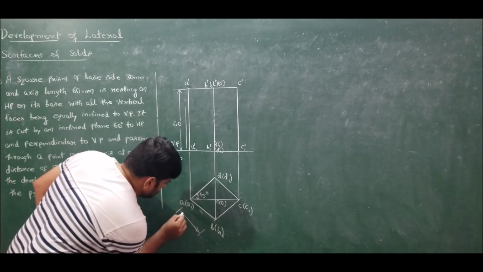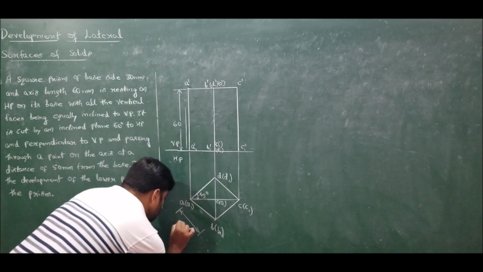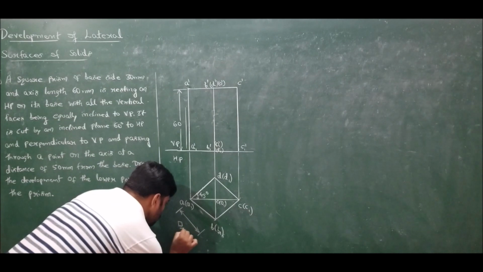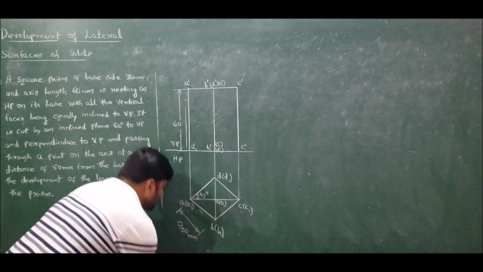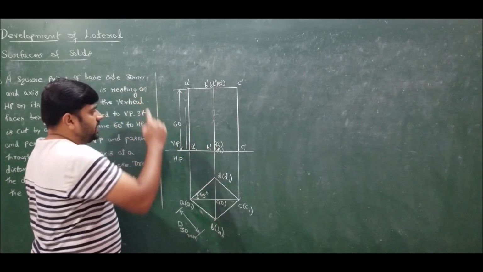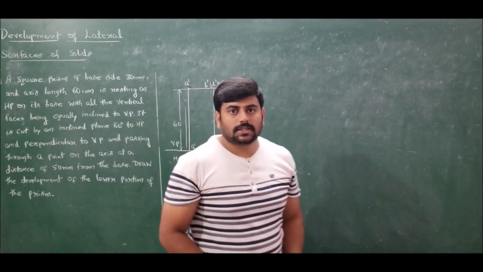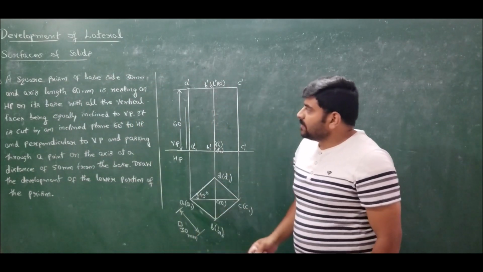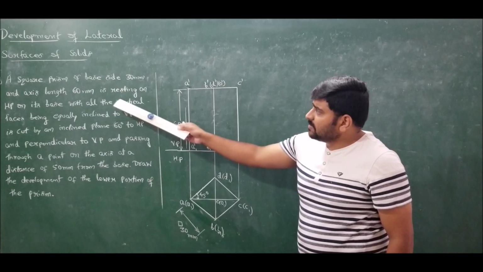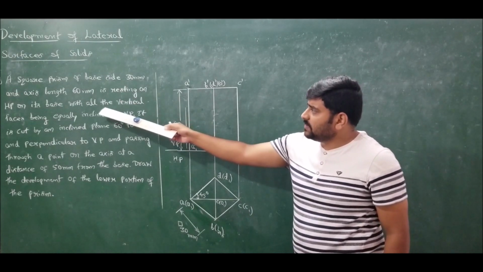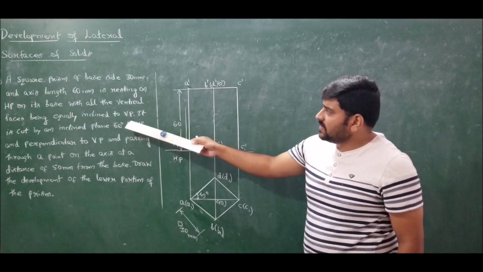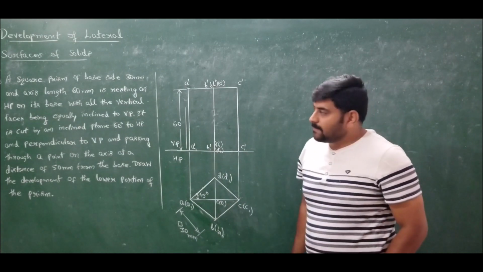So this is a square, a square of 30 millimeters. Vertical height, axis height, is 60 millimeters. So this completes the square prism of base side 30 mm and axis height 60 mm resting on HP with one of its bases, with all the vertical faces being equally inclined to VP.